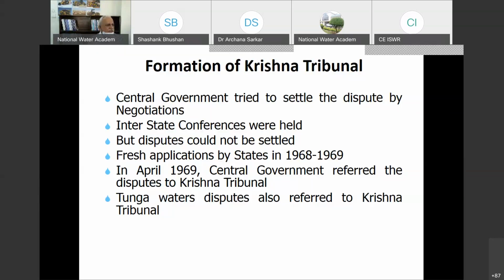Other members were Justice Shamsher Bahadur and another judge. These were the judges. So these three together form a tribunal.